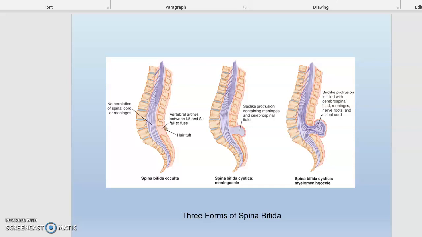Next to it in the middle, spina bifida cystica meningocele, you see a sac-like protrusion containing meninges and cerebrospinal fluid. And then finally, spina bifida cystica myelomeningocele, a sac-like protrusion filled with cerebrospinal fluid, meninges, nerve roots, and spinal cord. So obviously that one is the most severe of the three types.